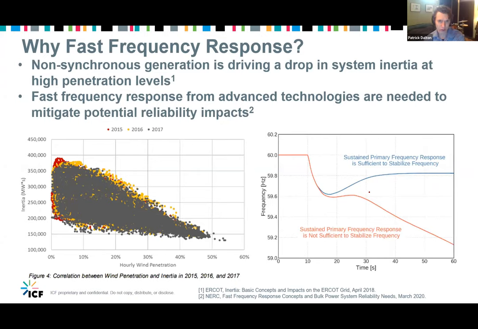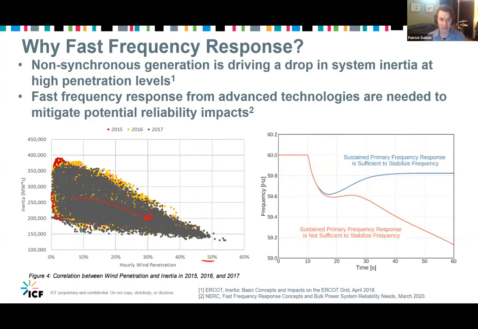So starting with fast frequency response and an inertial response, why do we need this in the first place? I think this ERCOT study referenced on the slide, from which this image on the left originates, is a really good example of how an increase in wind penetration, in this example assuming that a significant proportion of this wind generation is electronically coupled, leads to a downward trend in the system inertia, which is represented on the y-axis here.